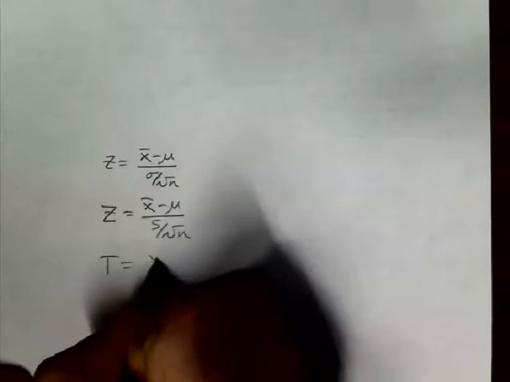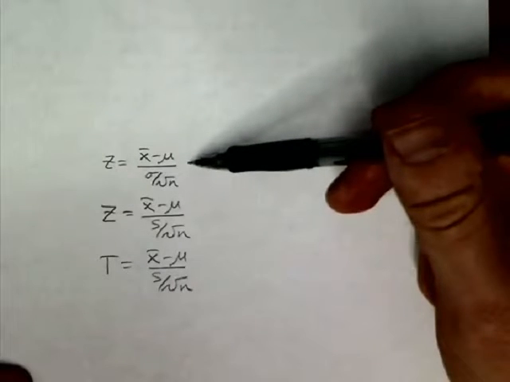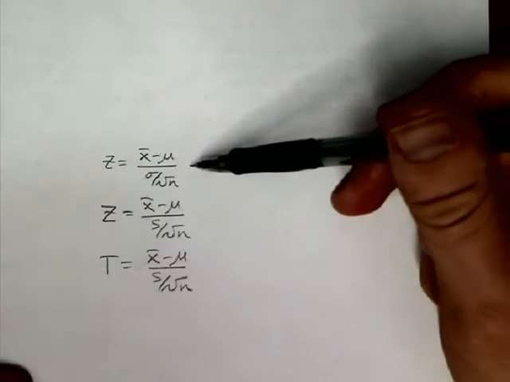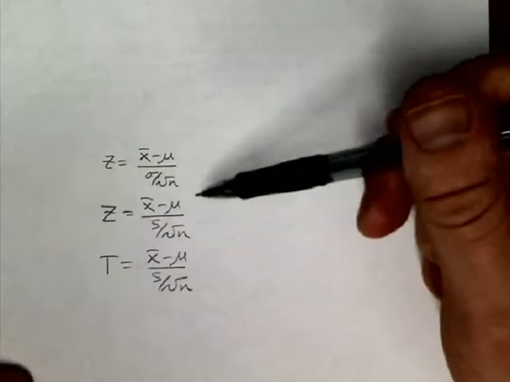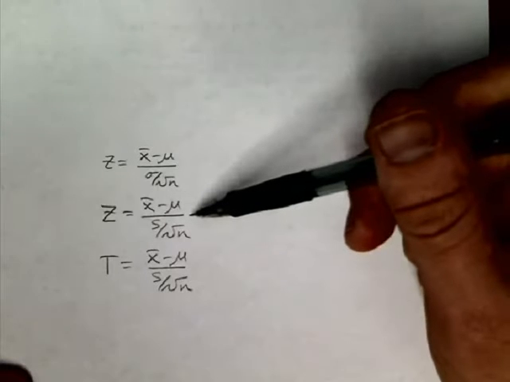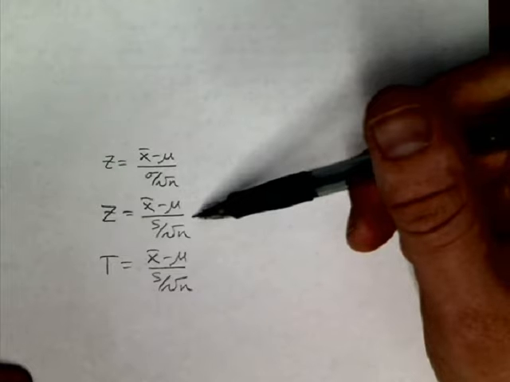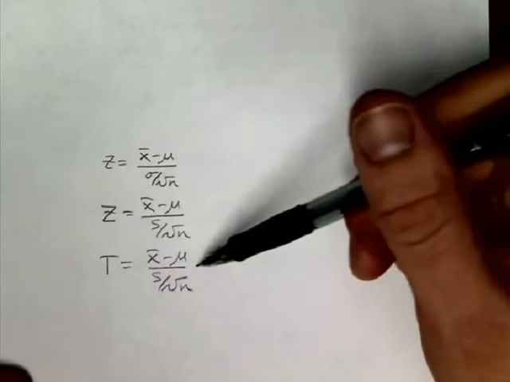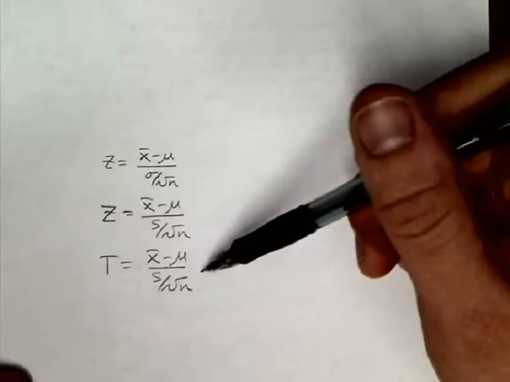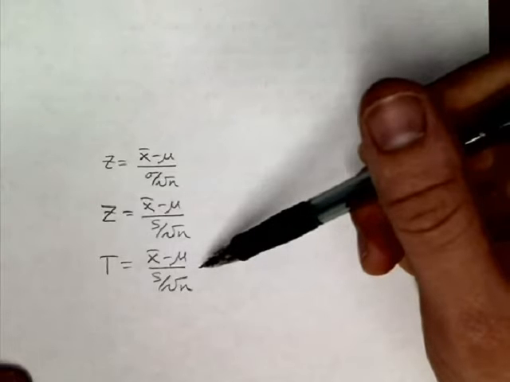Or T, which is X bar minus mu over S over root n. Now, we use this if sigma is known and our sample size is big, or we know the underlying population is normal. We use this if sigma is unknown and the sample size is greater than 30 or large. We use this if sigma is unknown and the sample size is small, but we know that the population from which we're sampling is normal.